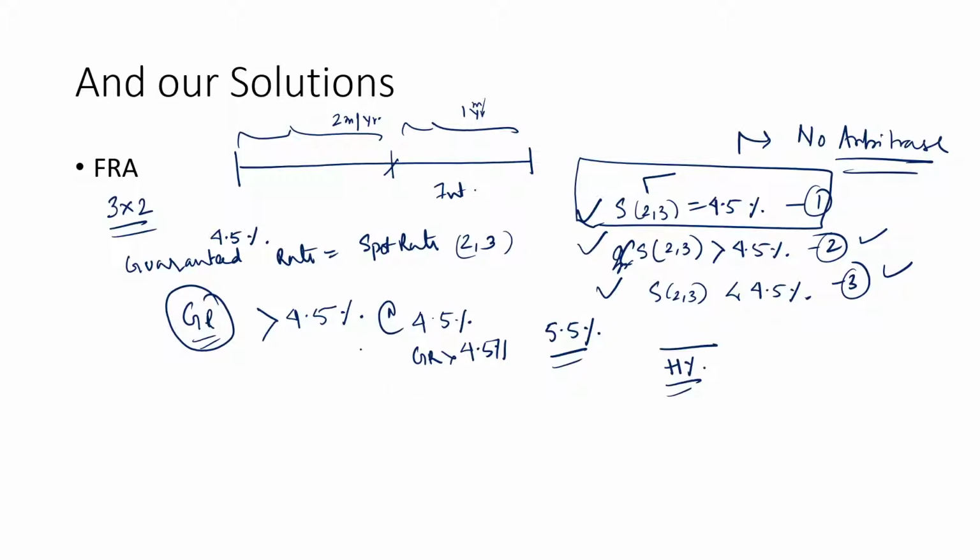Similarly, if the guaranteed rate or the spot rate between year 2 and year 3 is less than 4.5%, then the one who has contracted to receive at 4.5% benefits. Why? Because here the guaranteed rate, let's say, is 3.5%. So he or she will be receiving at the rate of 4.5% and yet will be paying at the rate of 3.5%, a net 1% benefit out of this whole thing. So this is exactly how an FRA works. This addresses the first part of the problem.